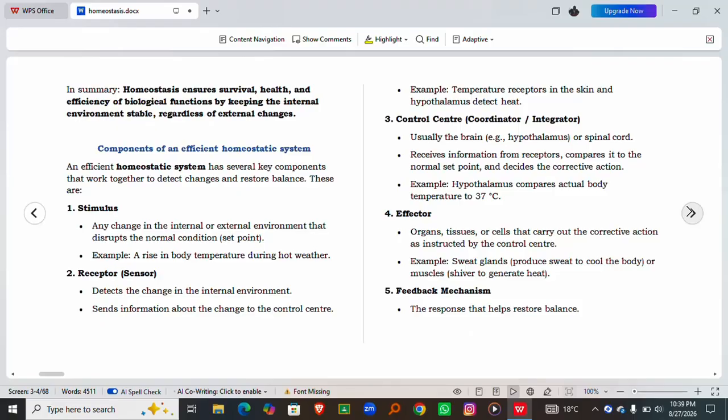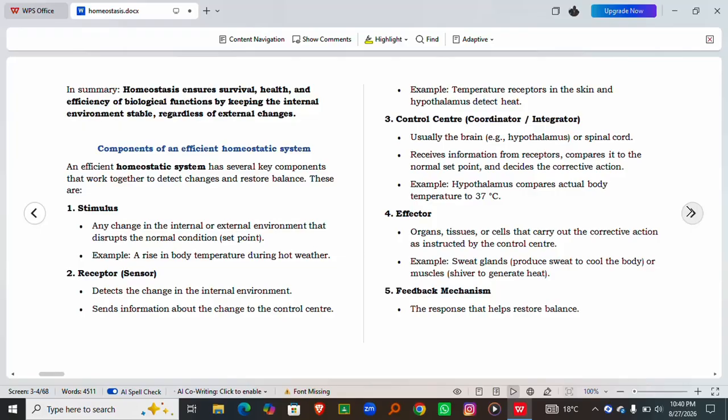So an efficient homeostatic system, when we talk of a homeostatic system, we are meaning, for example, if we are looking at temperature, if the temperature goes above the normal temperature, which is 37 degrees centigrade. If the temperature is going to go above 37, it means that it is now above the normal set point. So what is the body going to do to ensure that it goes back to normal? That is what we are looking at.